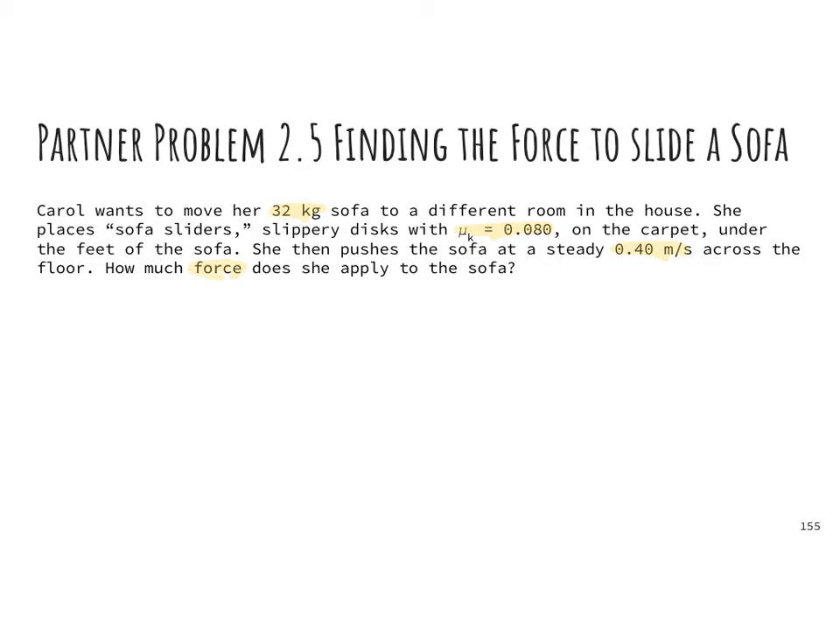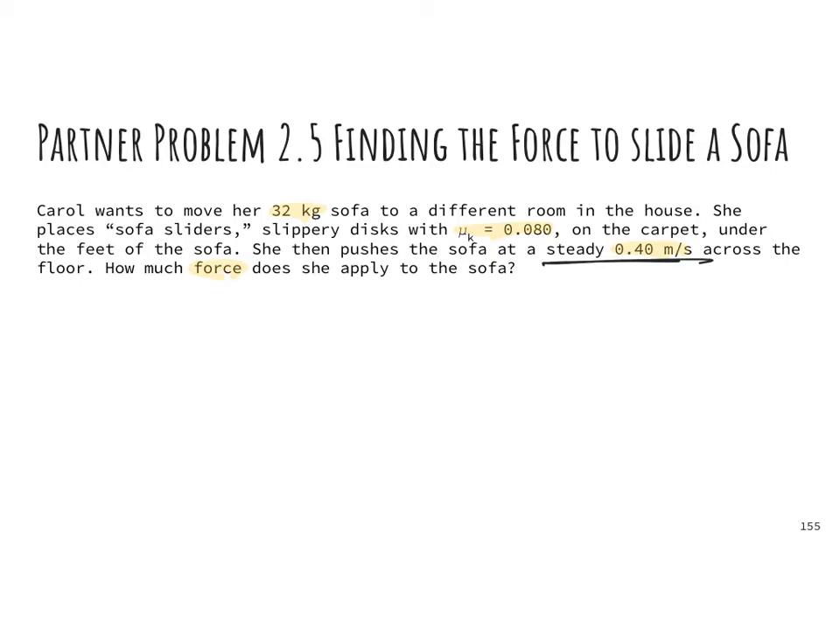We'll look at this example problem in class, but essentially, if she's pushing it at a steady speed, that means this is an equilibrium problem. But if it's in motion, it is a dynamic equilibrium problem, and it'll stay in motion.